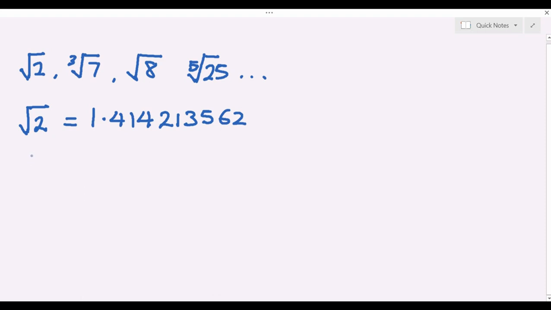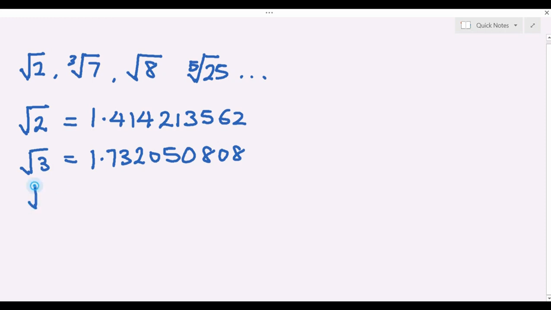You look for the square root of 3 with the same calculator, you have 1.7320508... You do the same for the square root of 5. You have 2.236067977.